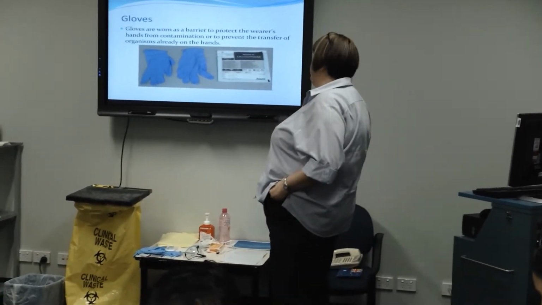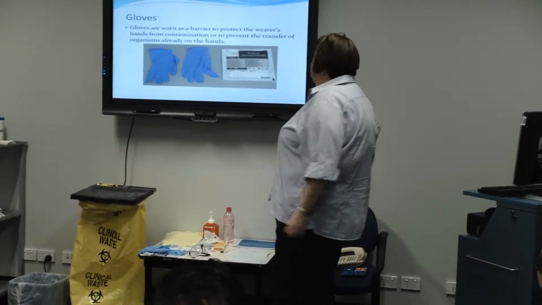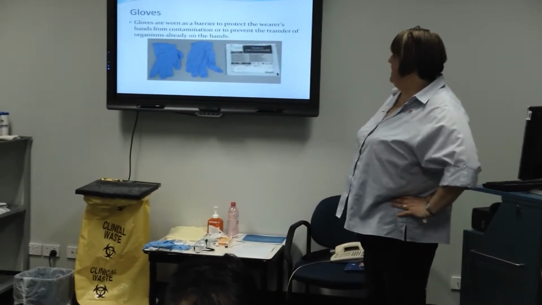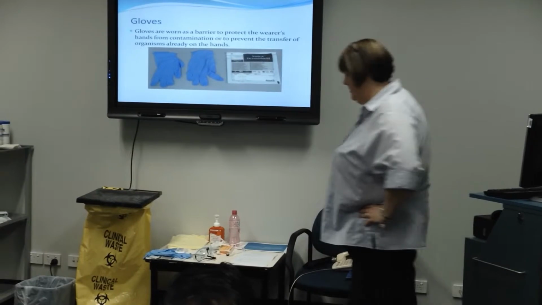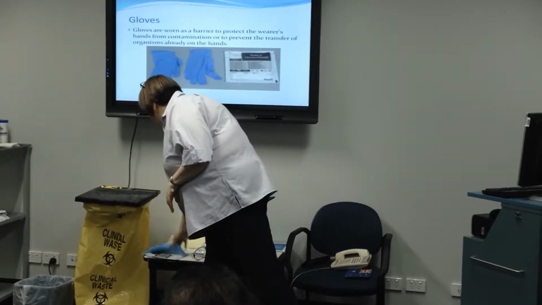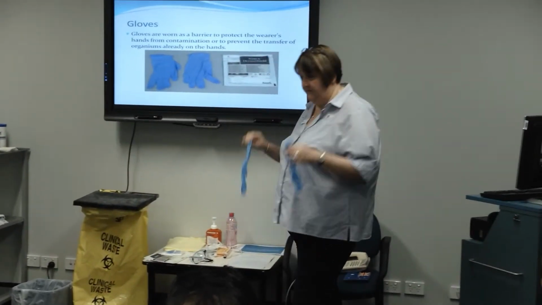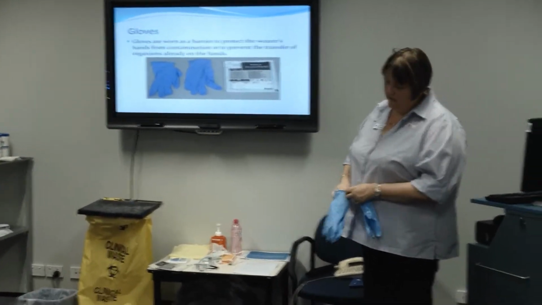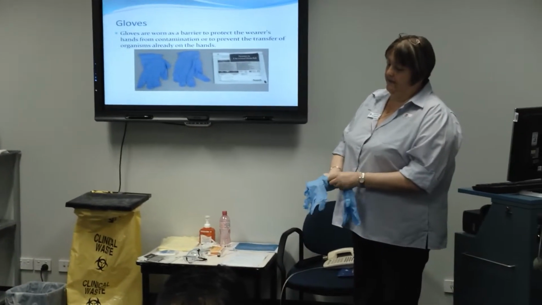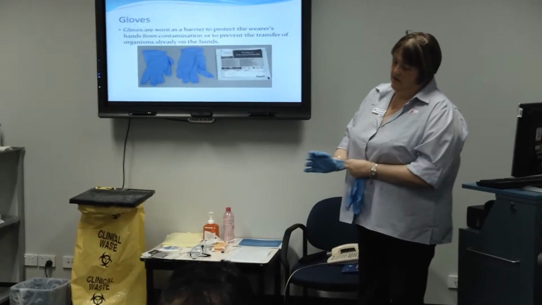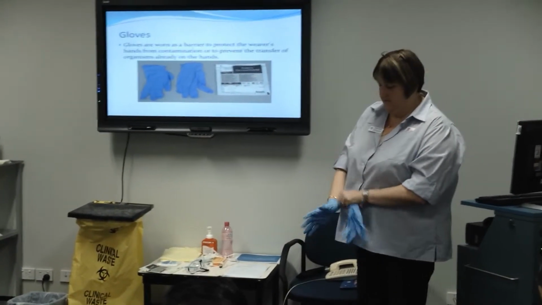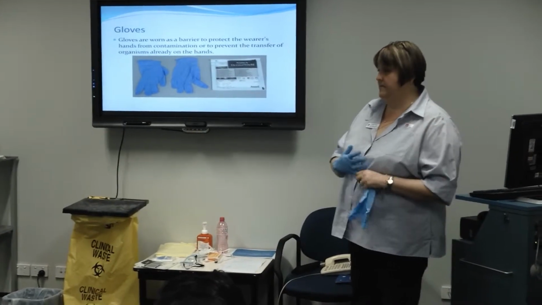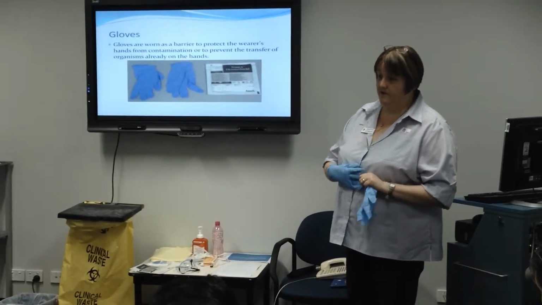Now the first thing that we've got here is gloves, and they're basically worn as a barrier to protect the wearer's hands from contamination. Now there's a couple of versions of gloves. Probably the ones that you see most often are these ones. So they're basically just put on like you would any normal glove, and make sure that it's fitting your hand quite tightly. So as you can see, that one's probably a bit big for me. That's a large, so it's a good idea to see what size you are.